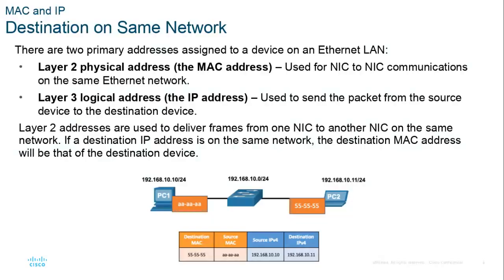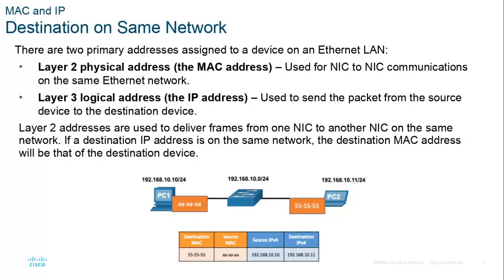So we need some sort of physical correlation. Here's the big picture. We need some sort of physical correlation between the layer 2 physical MAC address that's conveying our layer 3 packet from one point to another. We need to match up that layer 2 MAC address with the layer 3 IP address of those devices.